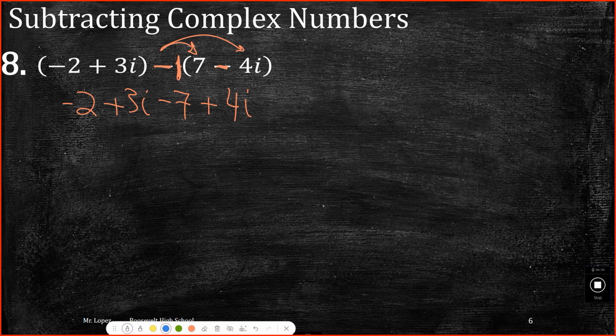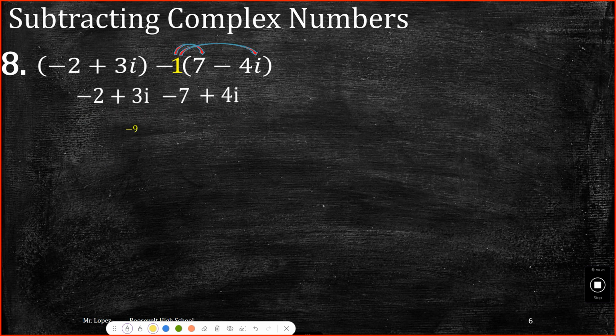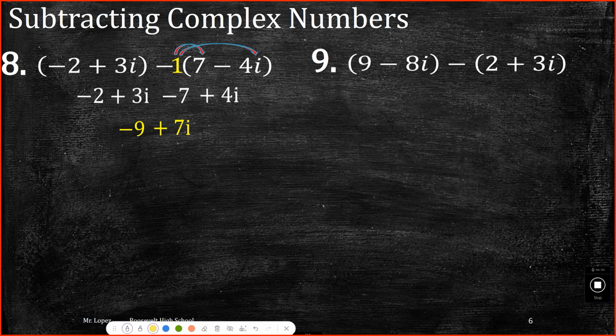Then combine like terms. Negative 2 minus 7. What's negative 2 minus 7? Negative 9. And then we've got 3i plus 4i. What is it? All right, let's do one more, number 9.